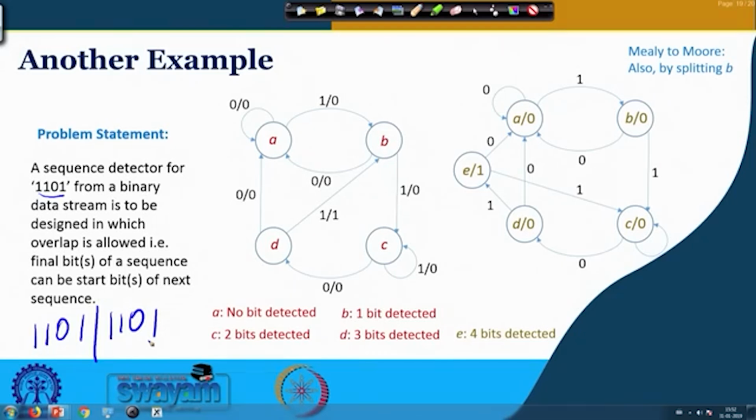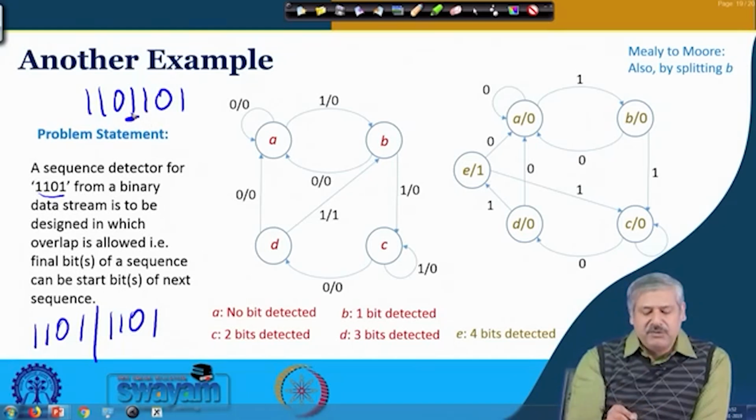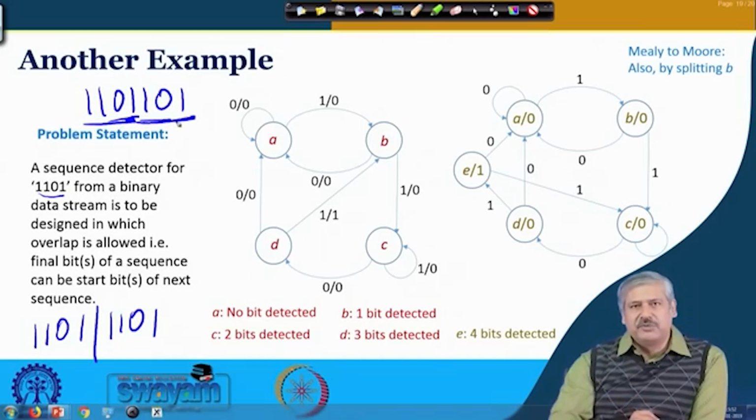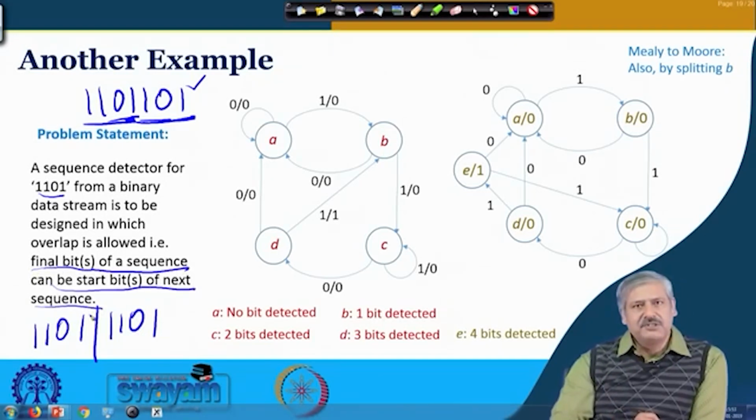And if it is overlapping, that means after 1101, again if you get a 101, this one is getting included. So that is the overlap. So then also you will say here there will be one output, again here there will be a one output when you are over here. Okay. So, that means if it is overlap type, then final bit or bits of a sequence can be start bits of next sequence. Okay. So, that is the thing.